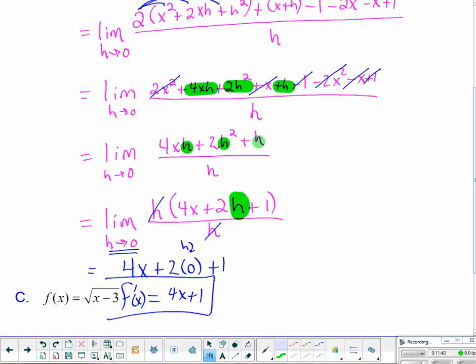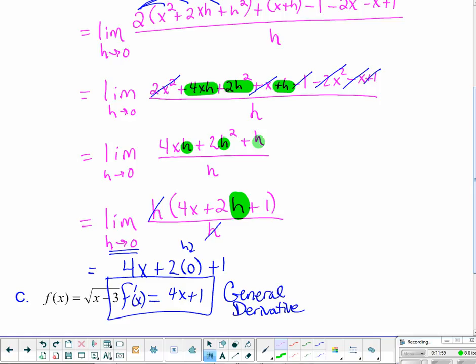Notice how this is different than what we got yesterday. Yesterday, when we were evaluating at a number, we actually got a numeric value out. This is referred to as a general form of the derivative for this particular function f.